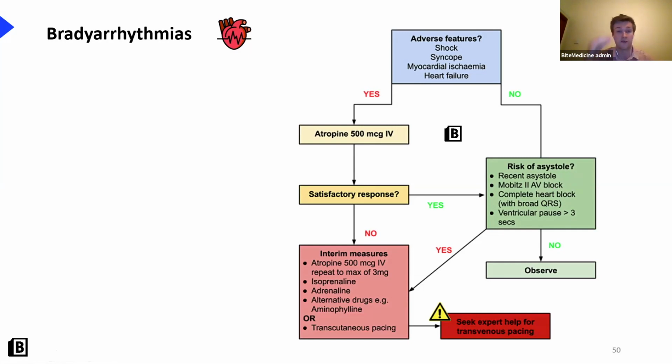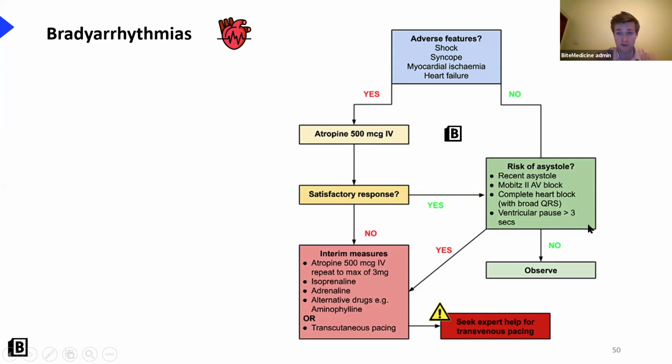The Mobitz classification we'll touch upon next time, but essentially it is where your PR interval is prolonged, and then occasionally you just have a P wave that fails to conduct into a QRS complex at all. So that's a Mobitz type 2 AV block. You may also have a complete heart block as well. So anything like these, plus a recent asystole, would be cause for concern and would direct you down to these interim measures, such as we've said, atropine, isoprenaline, transcutaneous pacing.